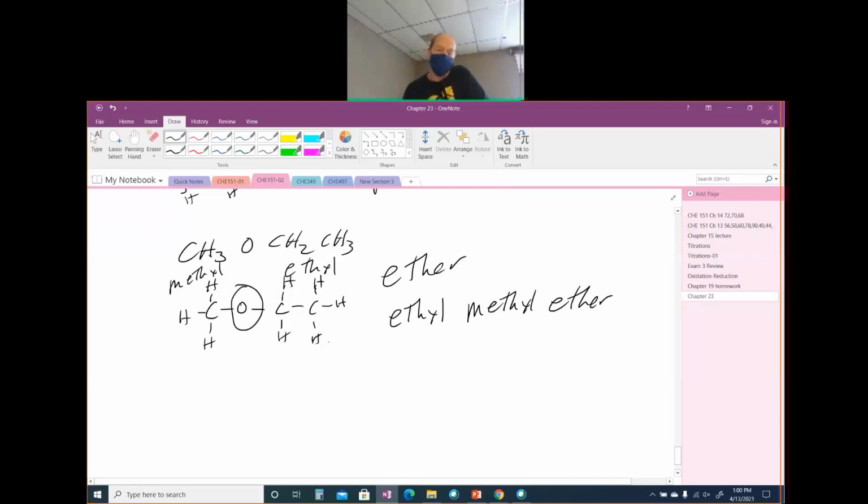And here's the name. You could give the IUPAC name where the longest carbon chain is 2. So that is ethane. Off of carbon 1, you have a methyl with an oxygen. So you have a methoxy.